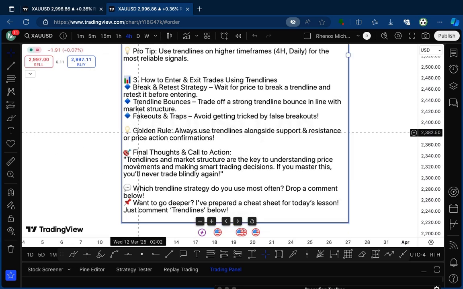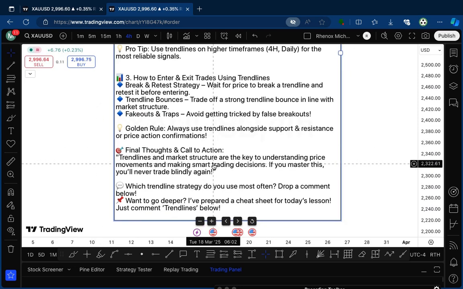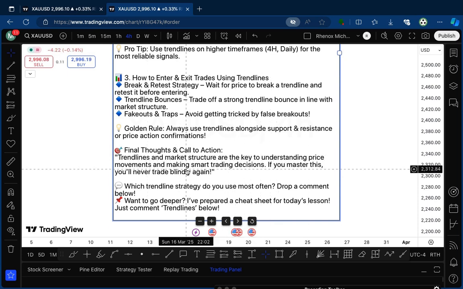Now, a golden rule for you guys: always use trend lines along with support and resistance or price action confirmations. Whenever you get a trade setup, if you are able to combine both the trend lines and the support and resistance together, you're going to get a wonderful price action or a wonderful trade setup. This is something for you all to make sure to stick to here. Now, trend lines and market structure are the key to understanding price movement and making smart trading decisions. If you master this, you'll never trade blindly again.